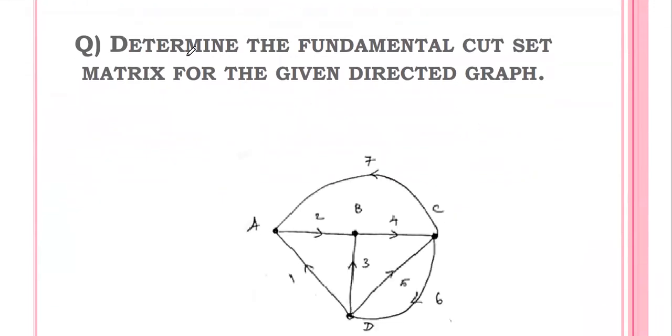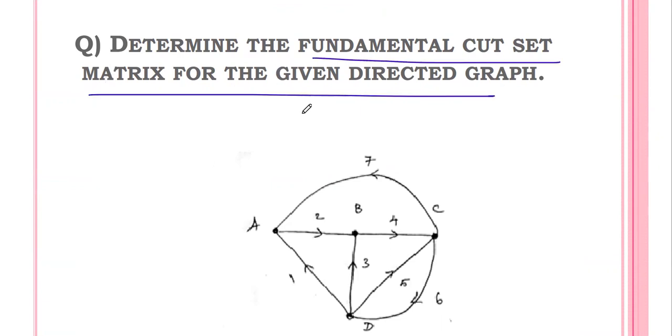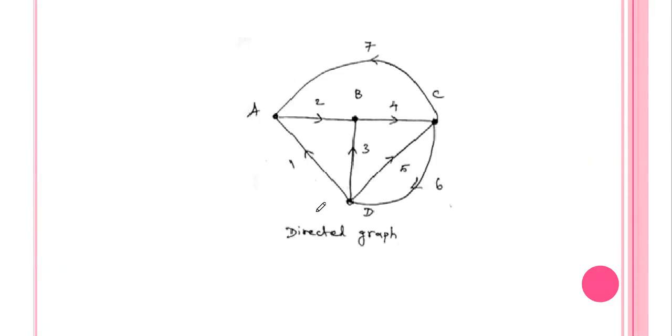So you see the question: determine the fundamental cut set matrix for the given directed graph. This is the given graph. It is similar to the tie set matrix problem we already discussed, but additionally there is one more branch. Here, totally 7 branches. In the previous tie set matrix problem, we solved 4 nodes and 6 branches, but here 4 nodes and 7 branches. So this is our directed graph.